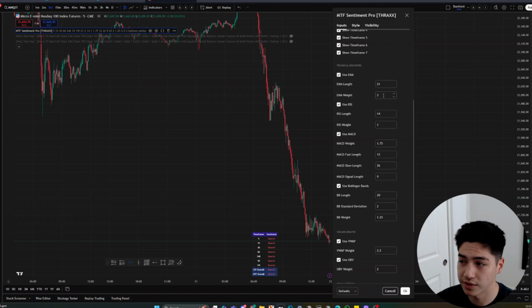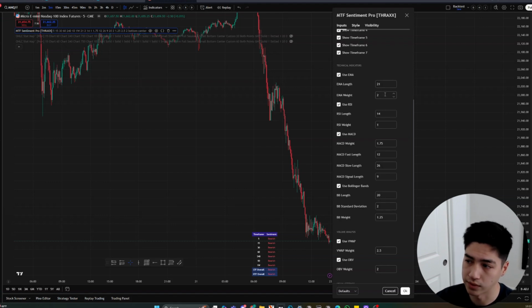If you don't want to adjust the weight, or you don't want to figure that out, you don't need to. I have the MTF, the multi-time frame sentiment, the first version. It's not really customizable. If you want to just plug and play and go, you can. But it is better and more powerful to be able to adjust these settings. And I have my settings adjusted.